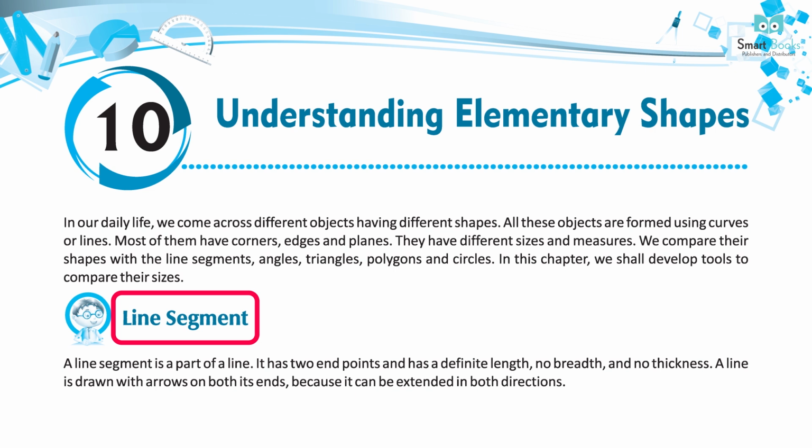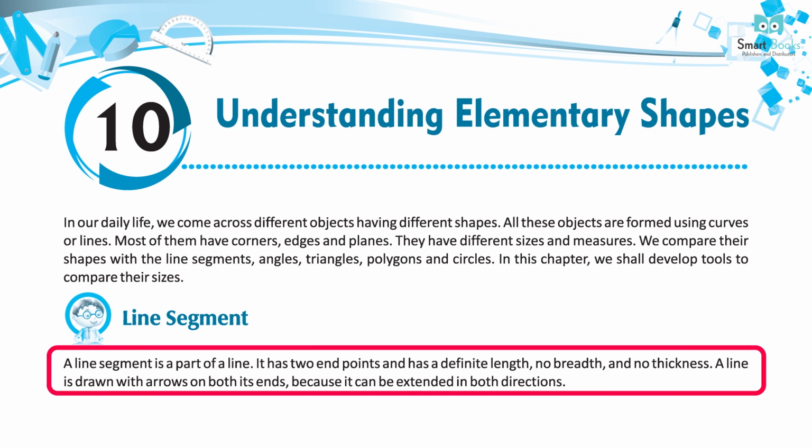Line segment. A line segment is a part of a line. It has two endpoints and has a definite length, no breadth and no thickness. A line is drawn with arrows on both its ends because it can be extended in both directions.